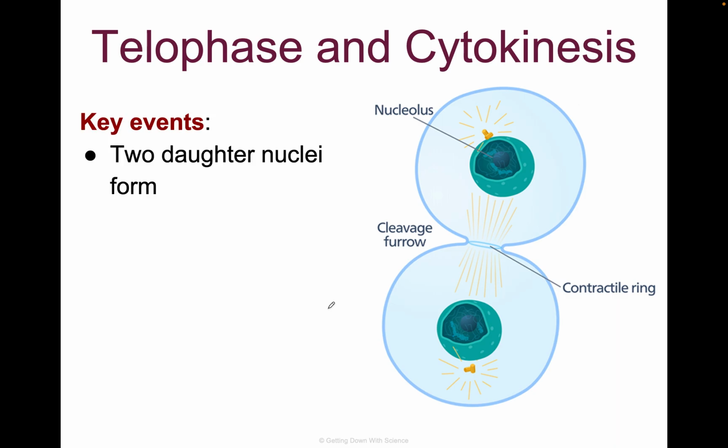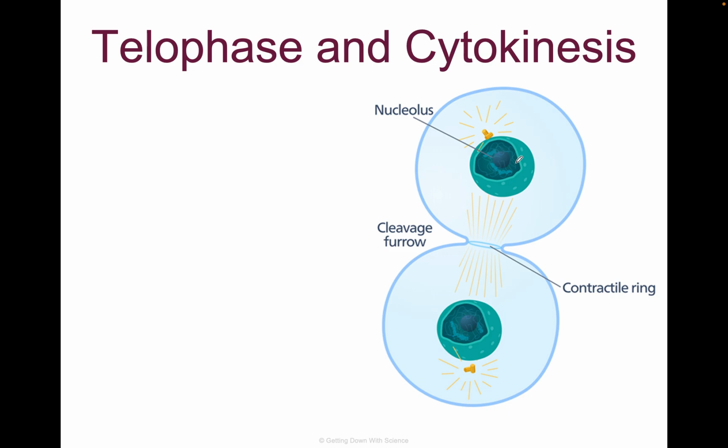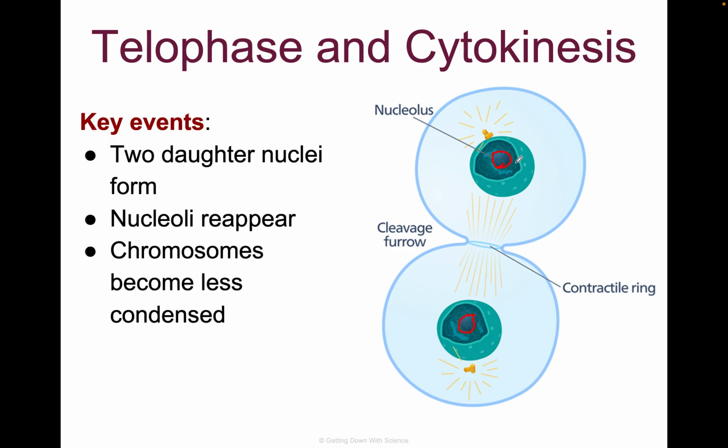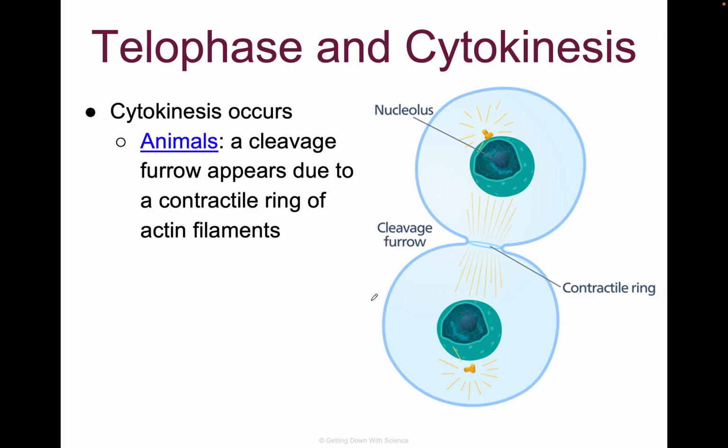Telophase and cytokinesis. There's some key events that happen here. So 2 daughter nuclei will form. You'll start to see a nucleus form on either side. Nucleoli reappear. So you'll start to see the dark circle inside of the nucleus again. Chromosomes become less condensed. Everyone kind of relaxes, takes a deep breath. So that would be telophase, right? Nucleus forms, nucleoli reappear, chromosomes relax just a little bit. 3 events.